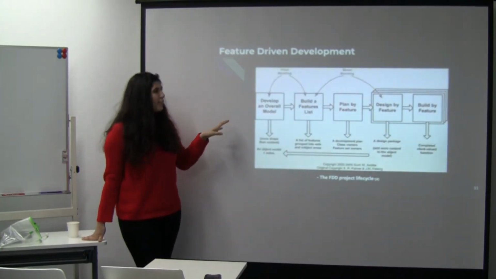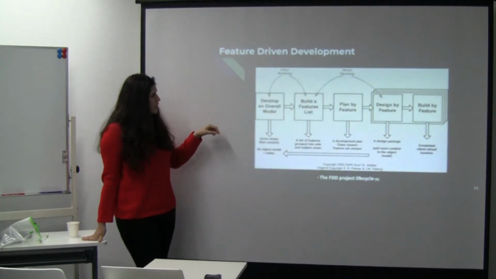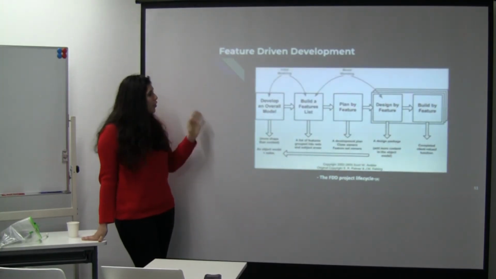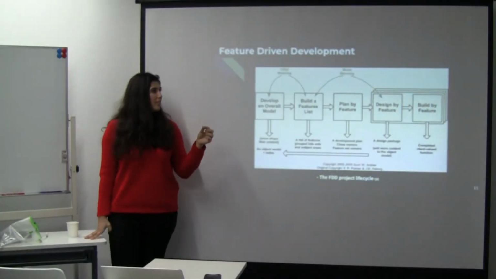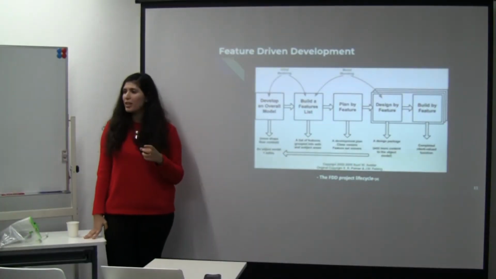So there are mainly 5 activities. The first activity is to develop an overall model. Here the team will try to understand the domain problems and make small models for each domain problem. Then they will try to merge and combine those models. Then they will build a features list. So for each business activity, there will be a categorized feature list.